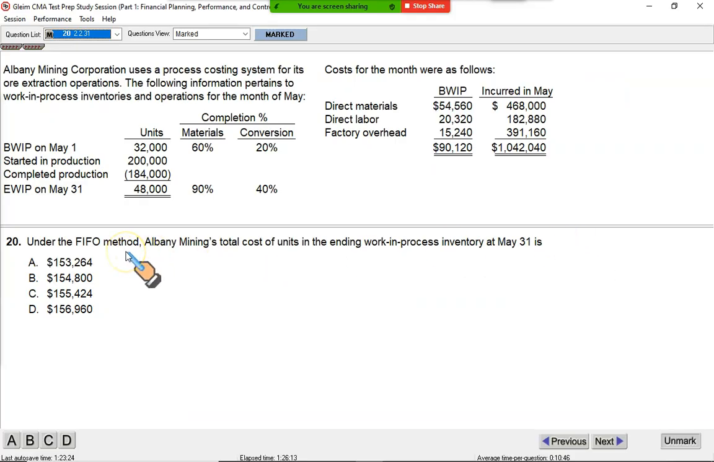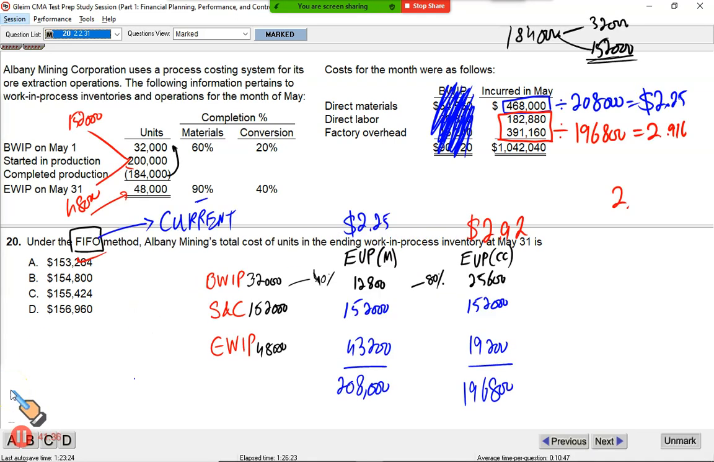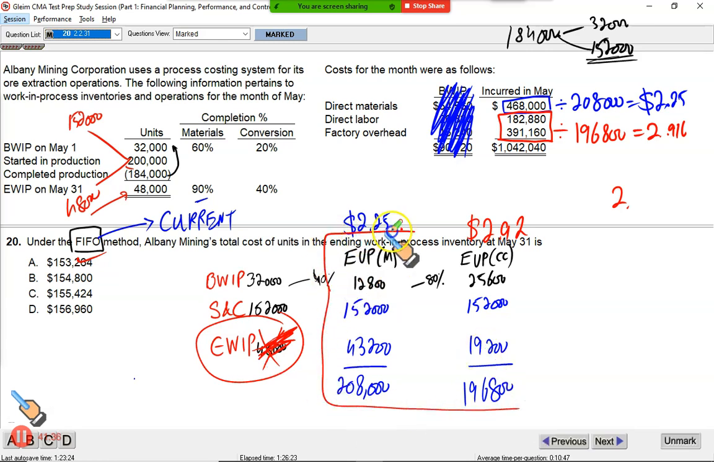Under the FIFO method, what is the total cost of the units in the ending work in process? What is the valuation of the ending work in process? No, I'm not going to take this 4,800. These are physical units. For calculation purposes, you should always take the equivalent units data from here, not the physical units. This is important.